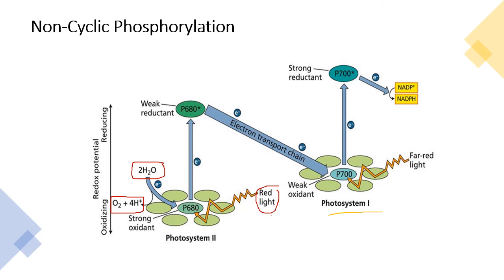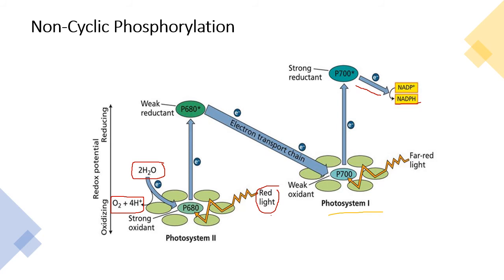On the second photosystem, which is photosystem 1, P700, light also hits that photosystem and it also releases an electron. Now look at what happens here. The electron that is released from P680 will travel through an electron transport chain and replace the electron from P700 that has been excited. The electron that was excited from P700 is then donated to NADP in order to make NADPH.